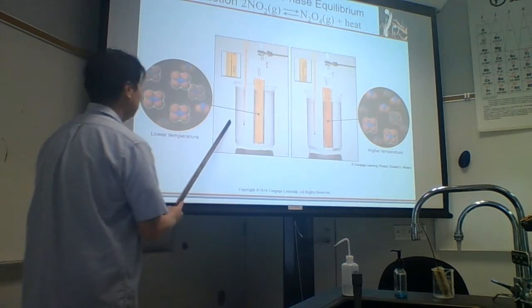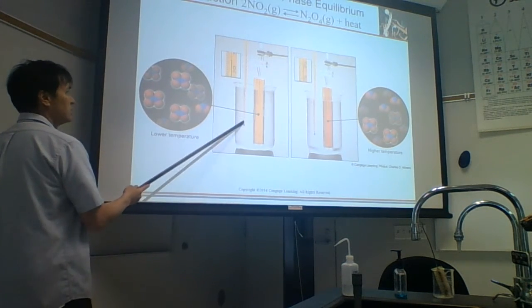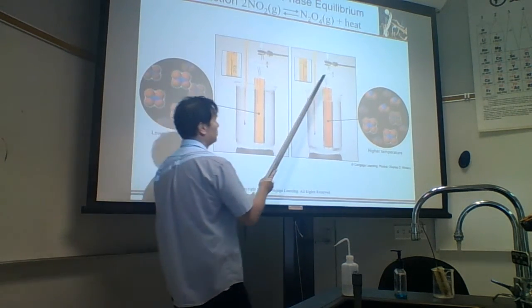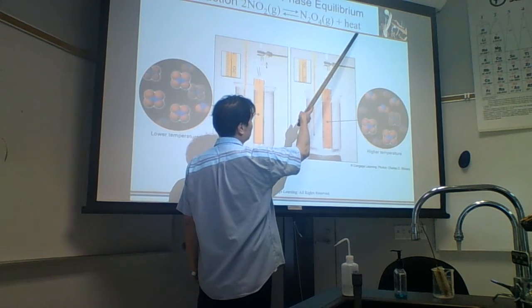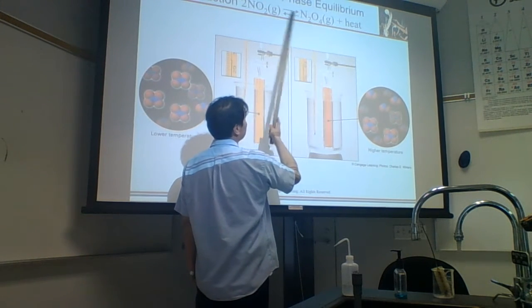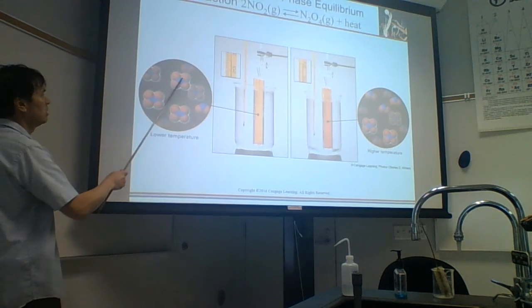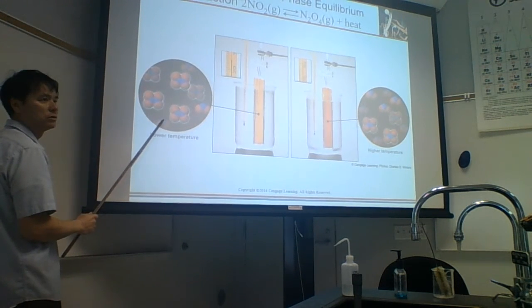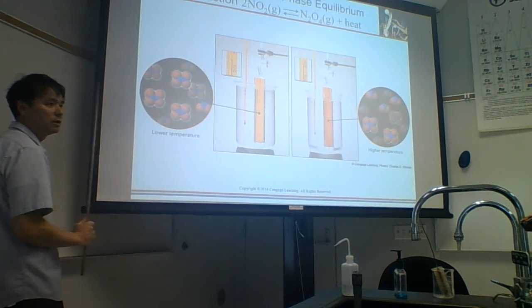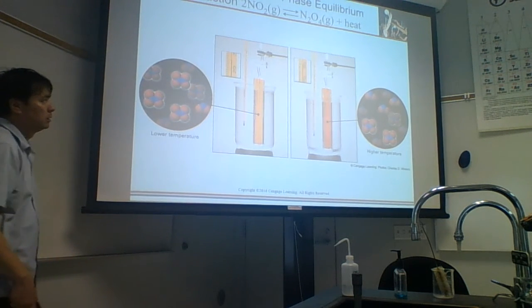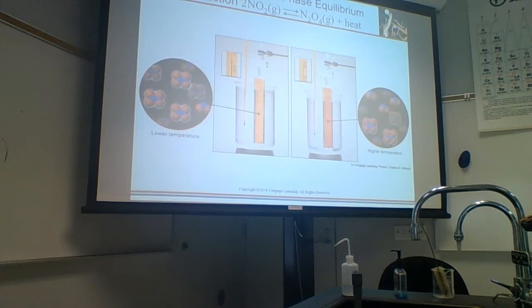If I cool it down, and so I decrease the temperature, I remove heat. If you remove heat, it shifts to the right. If it shifts to the right, it makes more N2O4s. You can see a lot more N2O4s, very few NO2s. So we can shift it one way or the other, depending on if it's exothermic or endothermic with temperature.